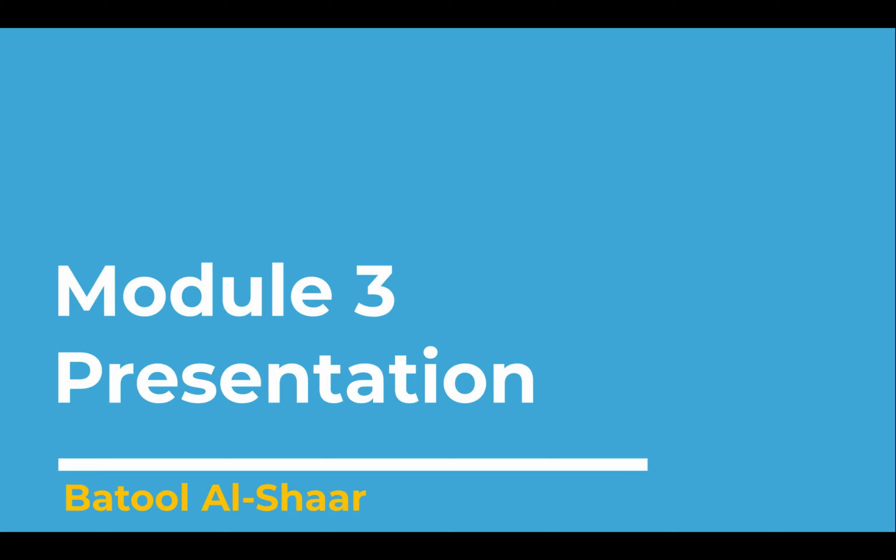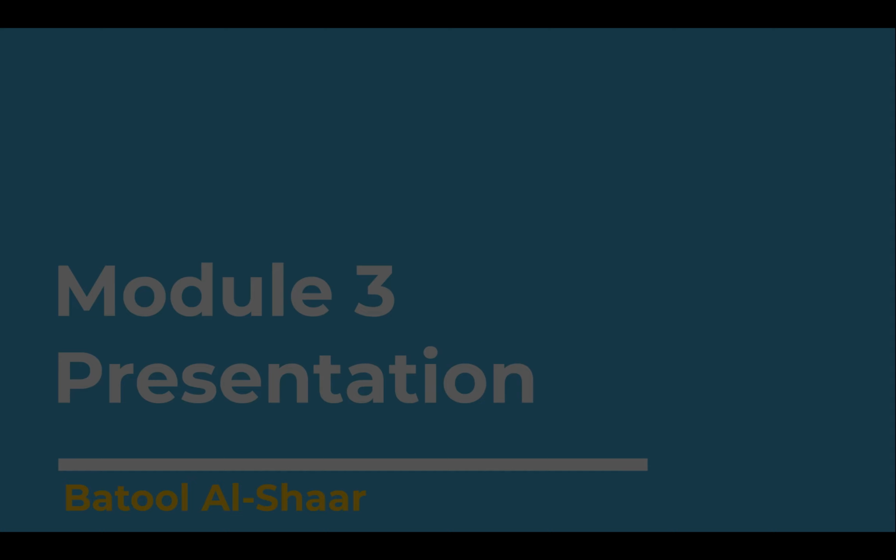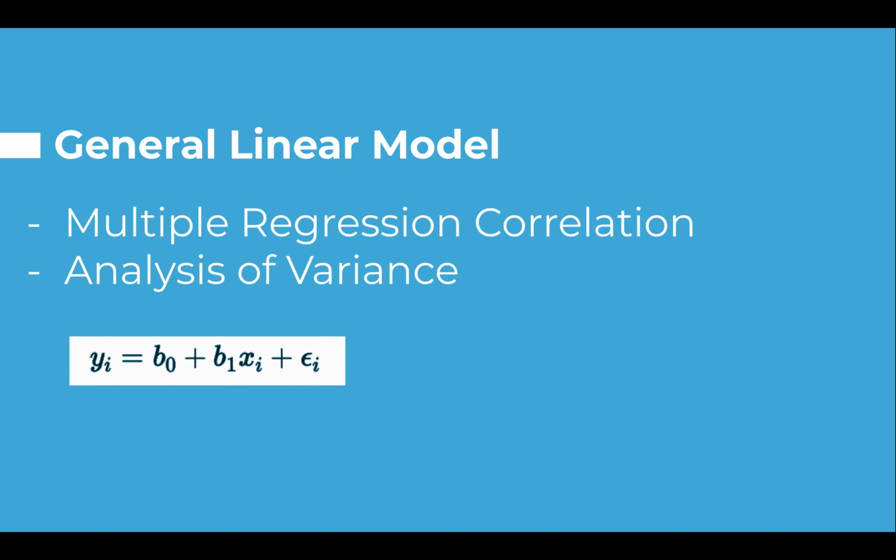So obviously I'm going to be doing my Module 3 presentation. Today I'm going to be talking about the general linear model, and within that, multiple regression correlation and analysis of variance as well. So the general linear model is like the multiple regression model in that we are attempting to characterize the relationship between a given number of predictor variables and an outcome variable.